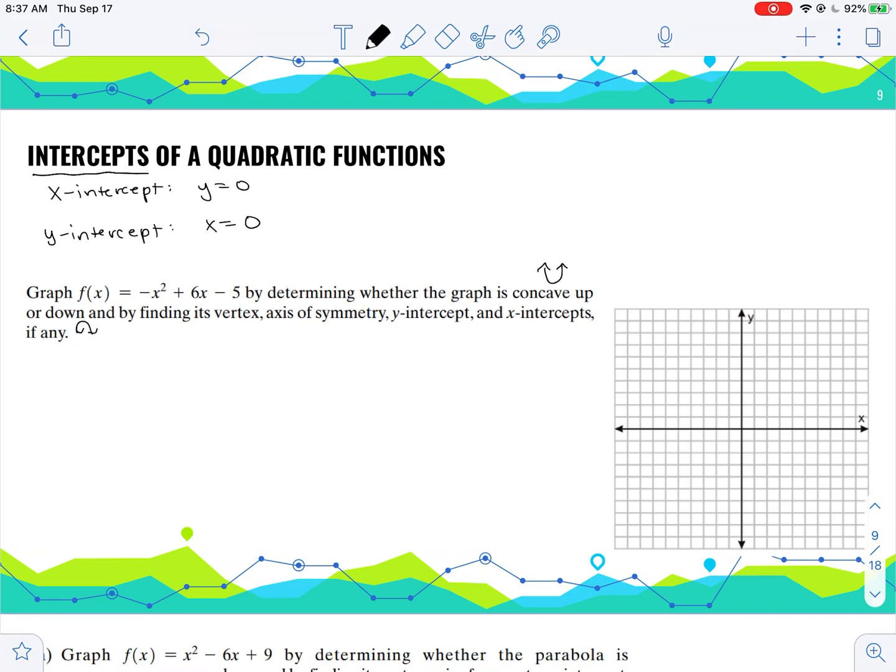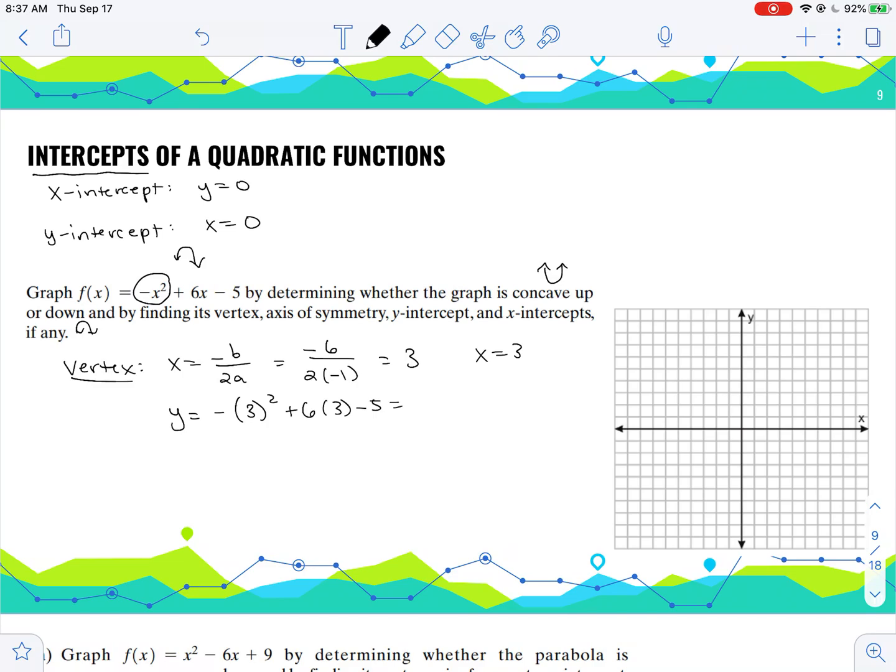So is it concave up or concave down? Remember, concave up is your happy parabola, concave down is your sad parabola. Since it's a negative x squared, it's going to be a sad parabola. To find its vertex, remember we can use the vertex formula: x equals the opposite of b over 2a. In this case, it would be negative 6 over 2 times negative 1, which would be positive 3. So the x-coordinate for my vertex is x equals 3.